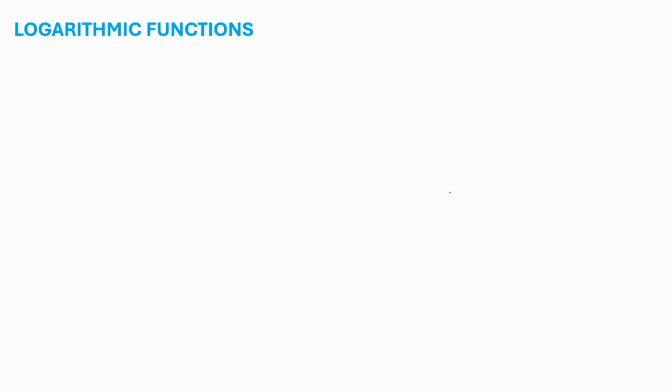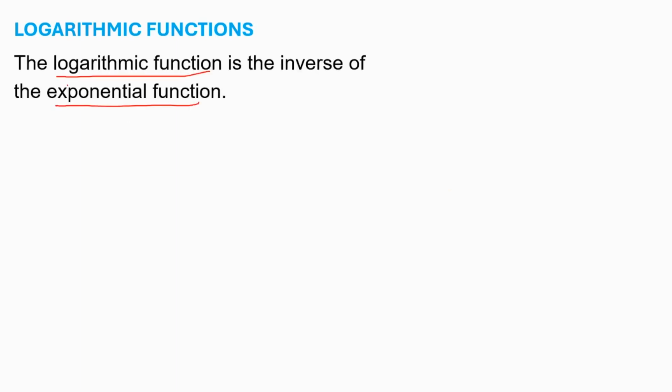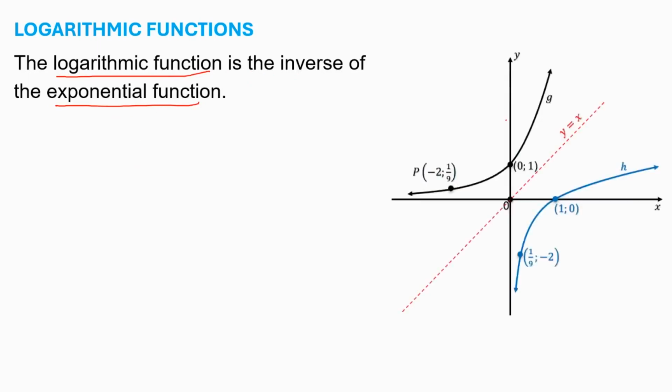Welcome back. Let's discuss logarithmic functions. The logarithmic function is an inverse of the exponential function. Like we have these two functions, this is an exponential function, and then h is the inverse of g. So g is an exponential function, and h is a logarithmic function. You can see that these are inverses of each other. They reflect each other in the line y is equal to x.